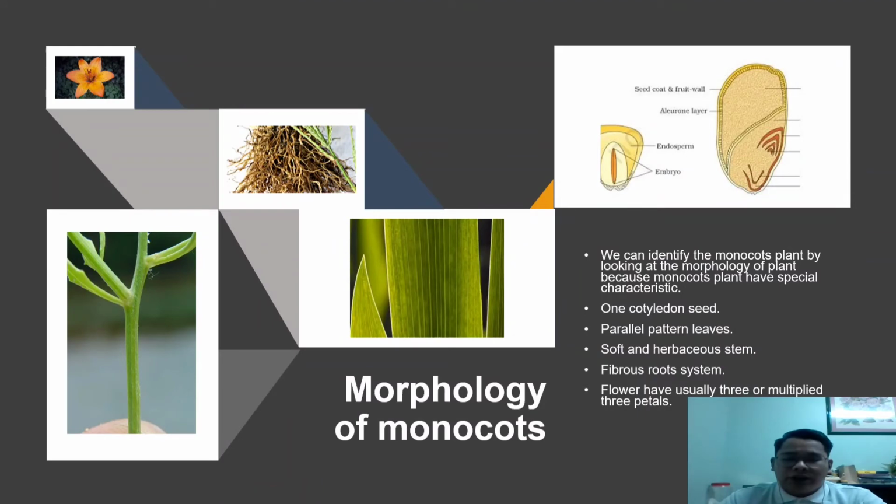Morphology of monocots. Just like the dicot plant, we can identify the monocot plant by looking at the morphology of the plants because monocot plants also have special characteristics. Monocot plants have one cotyledon seed, parallel pattern leaves, soft and herbaceous stem, fibrous root system, and the flowers of monocot plants usually have 3 or multiples of 3 petals.